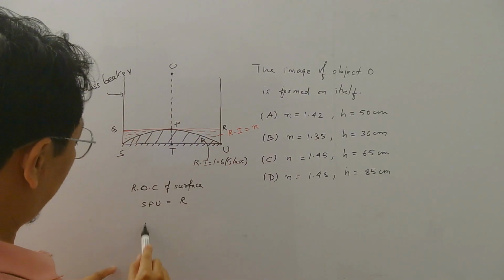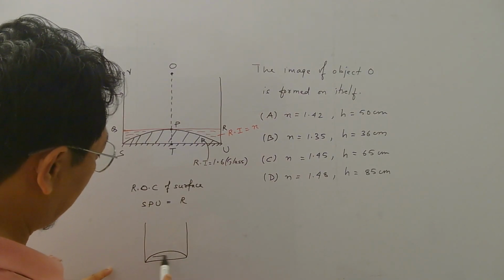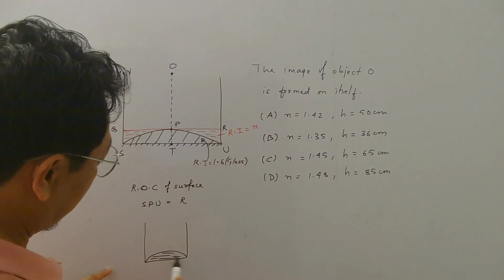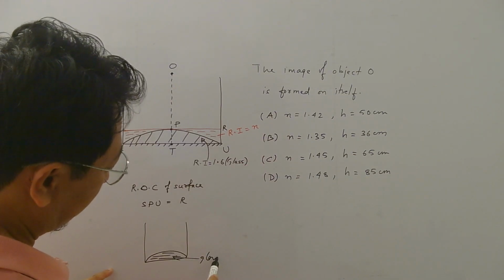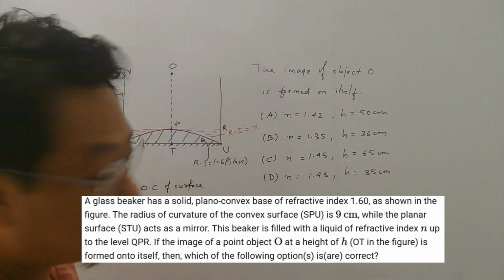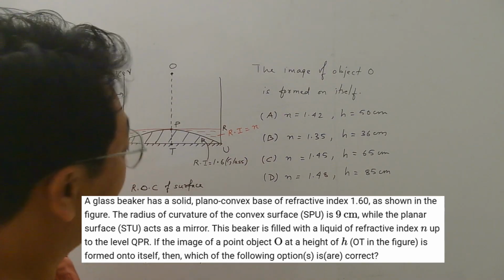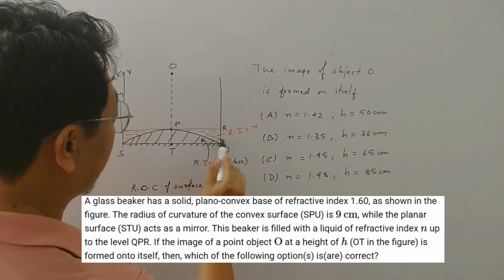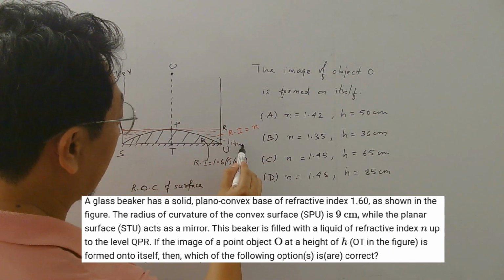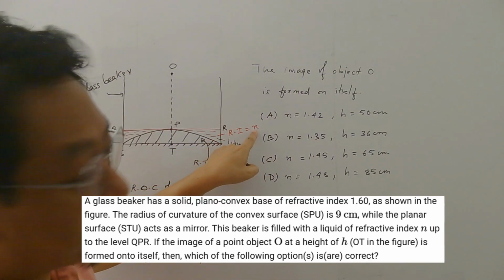So you have to think that this is the glass beaker whose base is plano-convex. So this is glass, and some liquid is filled up to the level QPR. This is the liquid, and the refractive index of that liquid is unknown. It is given as n.